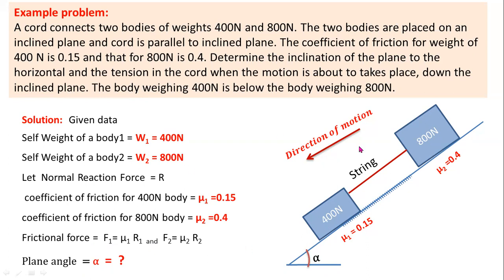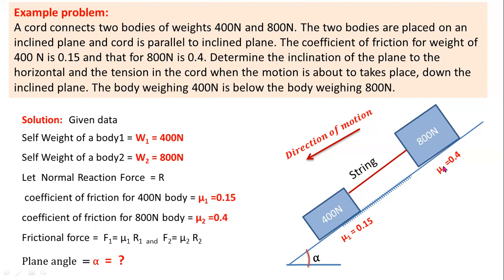From this diagram, you can observe a cord or string connects two bodies of weights 400 newtons and 800 newtons. There is no external force, there is no pulling or pushing force.